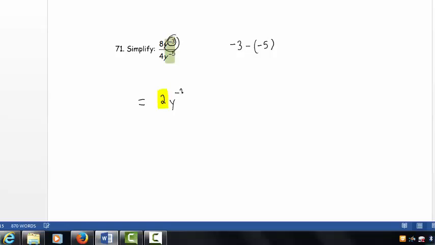So y to the negative third minus, that's the shortcut for division, negative 5, which is the exponent in the denominator. Recall that subtraction of a negative is equivalent to addition. We have 2 times y to the negative 3 plus 5. That is 2y to the second power, or 2y squared. Let's check that.